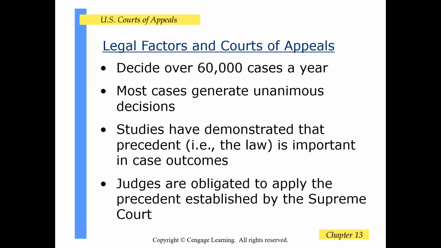Legal factors in courts of appeals are significant. Courts of appeals decide over 60,000 cases per year, and most cases generate unanimous decisions. Studies have shown that precedent, that is, stare decisis of the law, is important in case outcome. Judges are obligated to apply the precedent established by the United States Supreme Court.